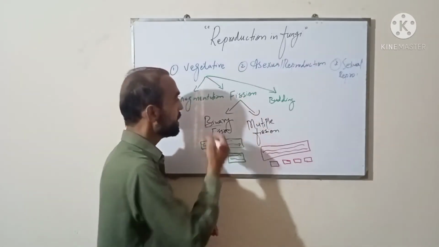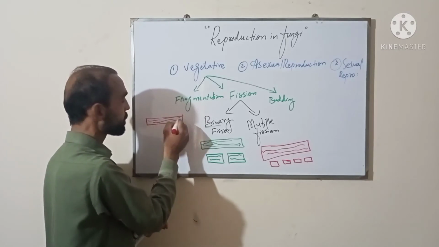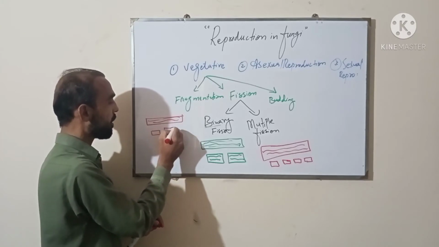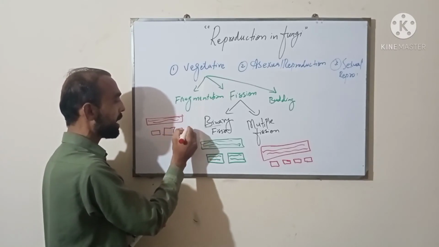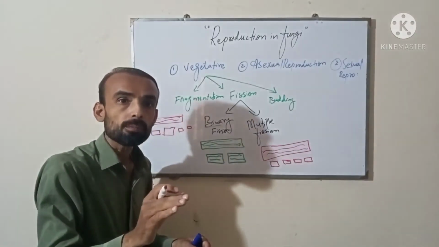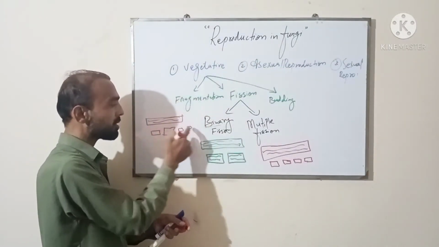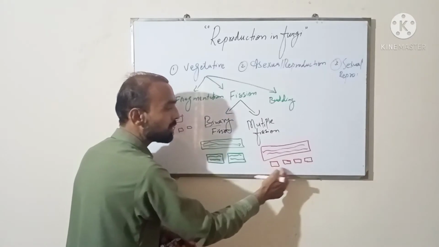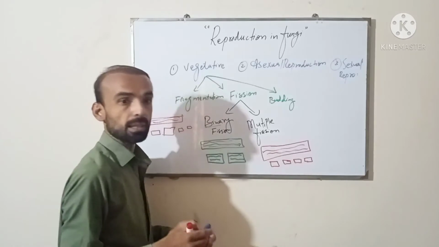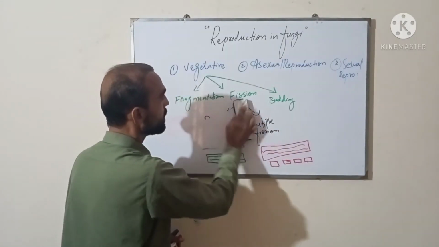What is that difference? During fragmentation, a fungus reproduces, but these parts are not equal. One is large, another is small, another very small. In fragmentation, fungi also produce many pieces during reproduction, but these parts are not equal. In multiple fission, all parts will be equal in size. That is the main difference between fragmentation and multiple fission. And now we will discuss budding.